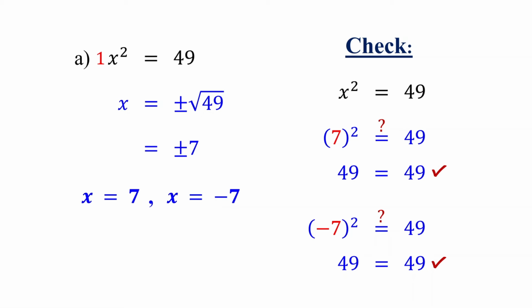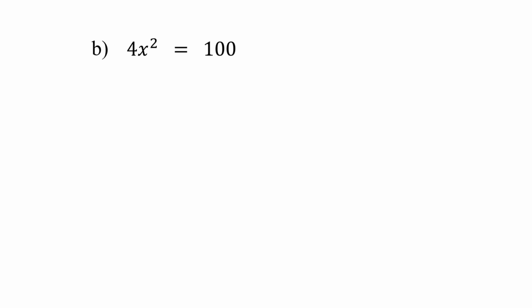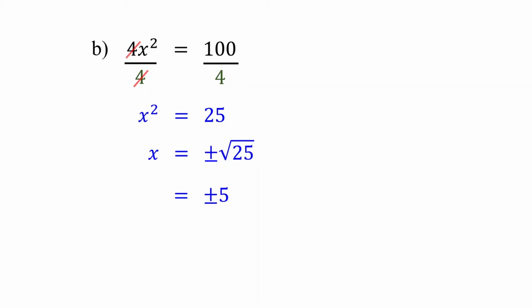In this example, the coefficient of the quadratic term is 1, and we were able to apply the square root property directly. But what if the coefficient is not 1? To apply the square root property, the coefficient of the quadratic term must be equal to 1. So, our initial step in this example is to divide both sides of the equation by 4. These cancel out, and we are left with x squared equals 25. Now, we can apply the square root property, which gives us x equals plus or minus the square root of 25. Next, simplify the square root. The square root of 25 is 5, so the solutions are x equals 5 or x equals negative 5.